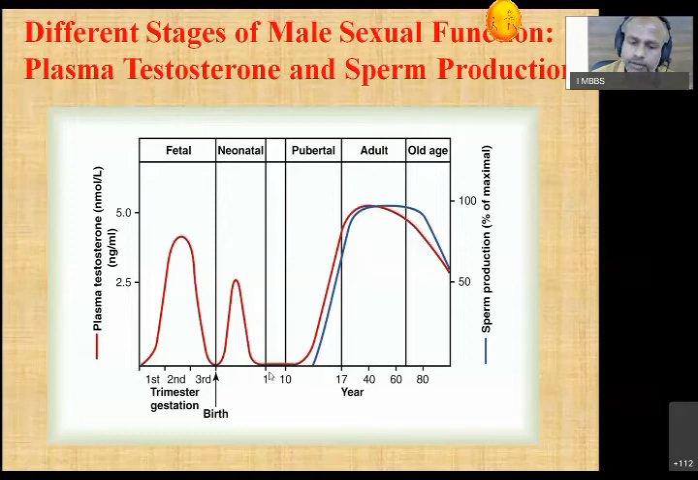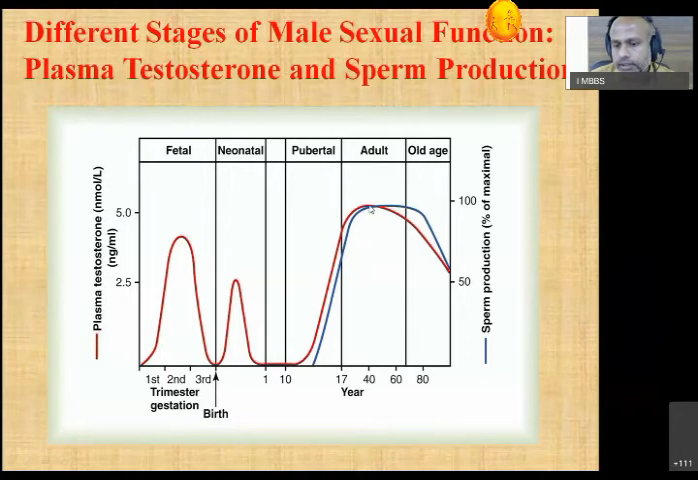Between 0 to 1 year of life, there is activation of the HPG axis, the hypothalamus-pituitary-gonadal axis. The cause is unknown, but the level is elevated again. After 1 year of life until the beginning of puberty, it is 0. Literally, you can see the testosterone levels are 0. After 12 to 13 years in males, puberty changes start and the level of testosterone rises. Here you can see 5 nanogram per ml. It can reach up to 9 nanogram per ml.